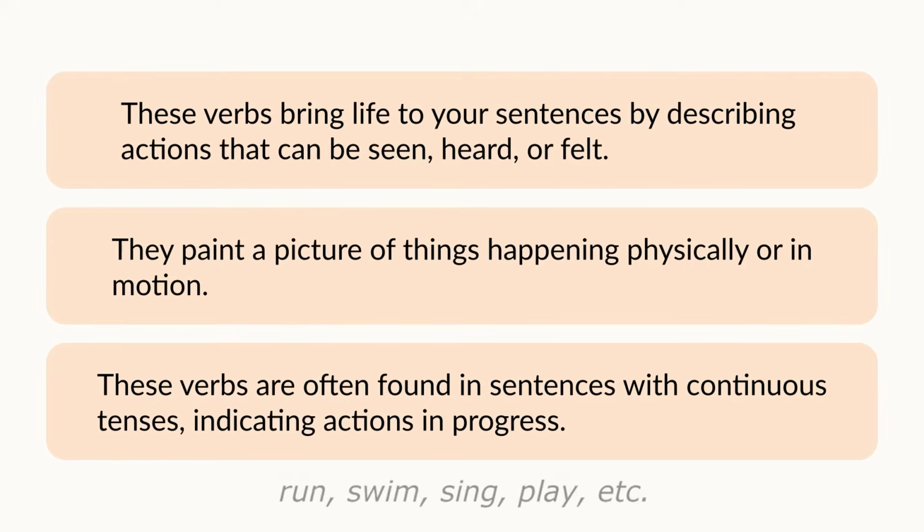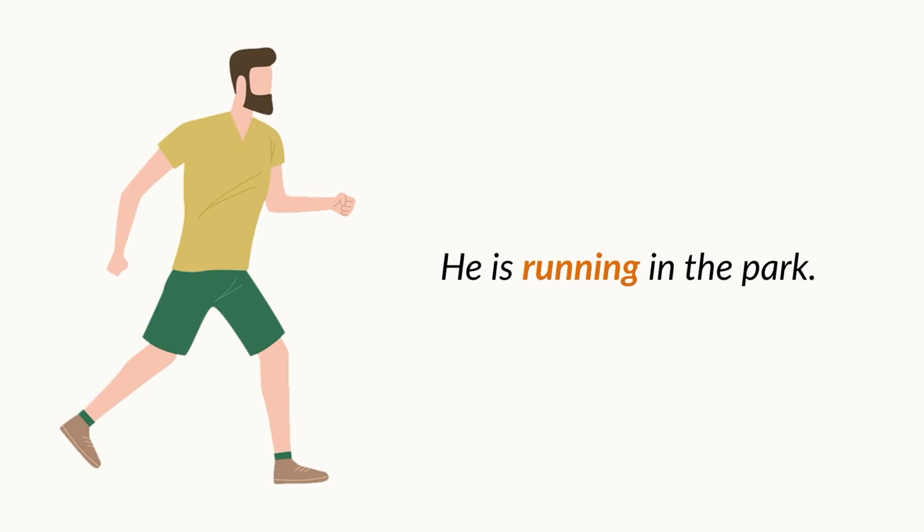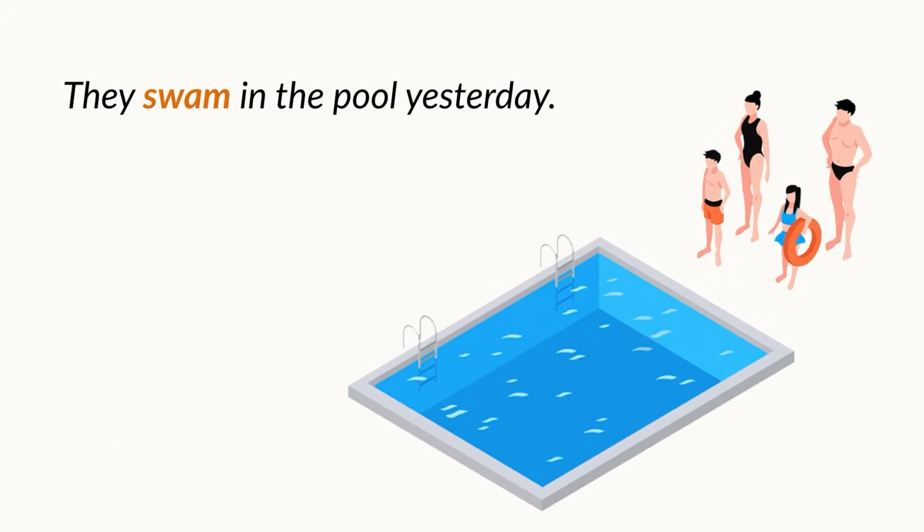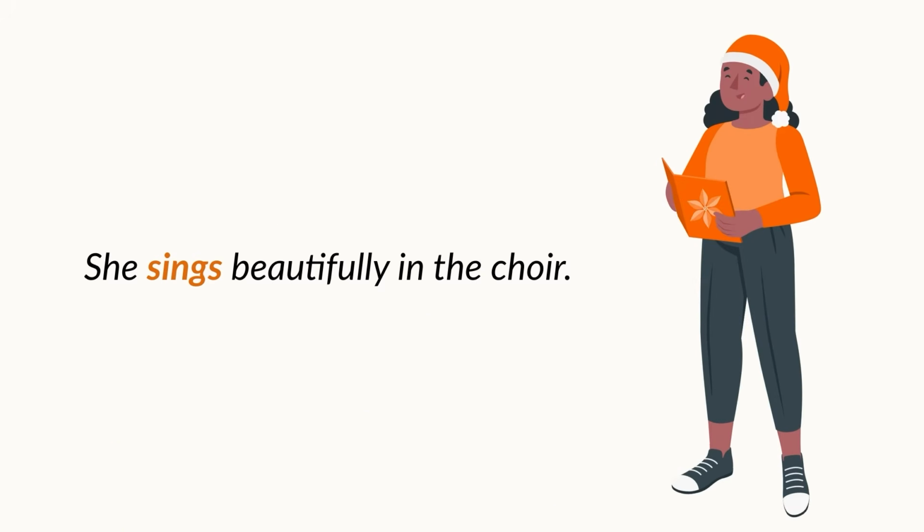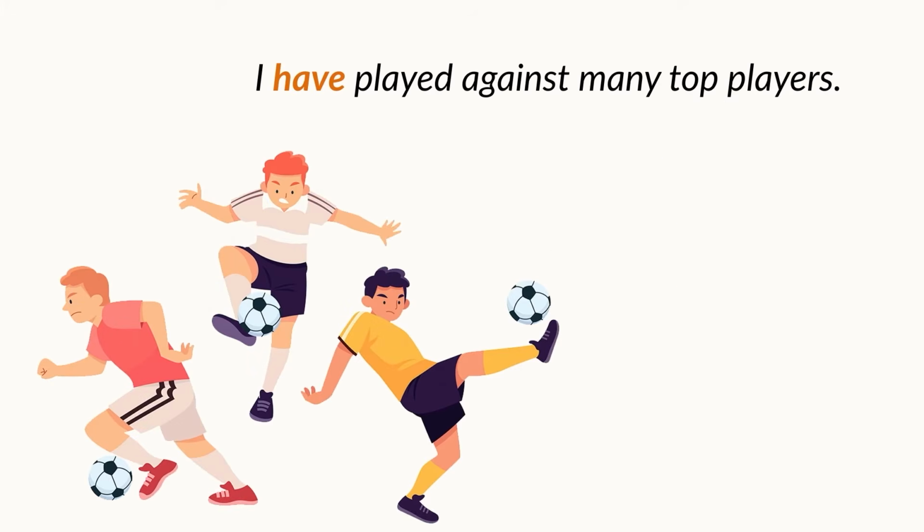Examples of action verbs: run, swim, sing, play, etc. Let's see them in the sentences. He is running in the park. They swam in the pool yesterday. She sings beautifully in the choir. I have played against many top players.